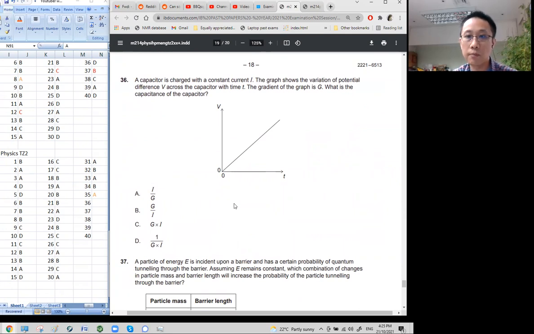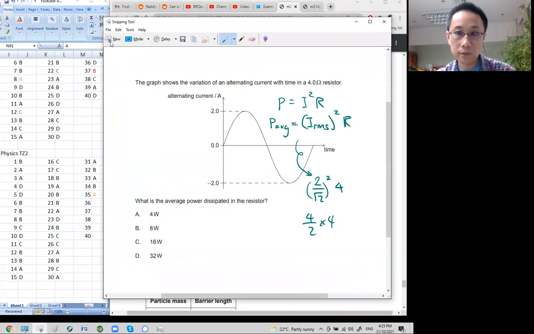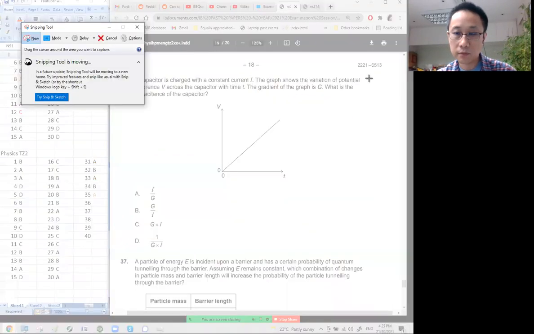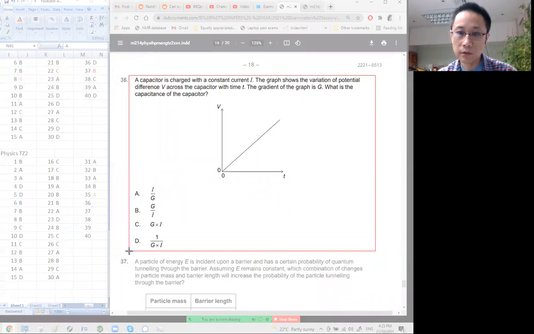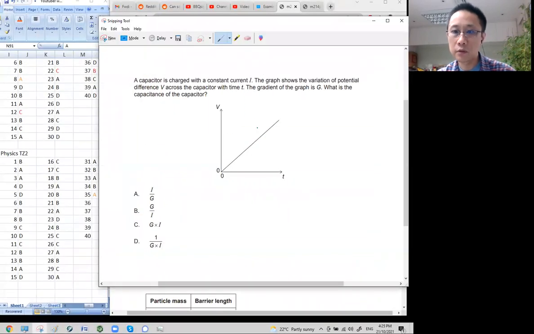Okay. Question 36, the capacitor is charged with a constant current. The graph shows the variation of PD across the capacitor with time. So this is definitely not your standard charging curve, because the typical charging curve should be an upside down version of exponential decay. The gradient of the graph is G, and what's the capacitance? Wow, that's difficult. I feel it will be difficult.